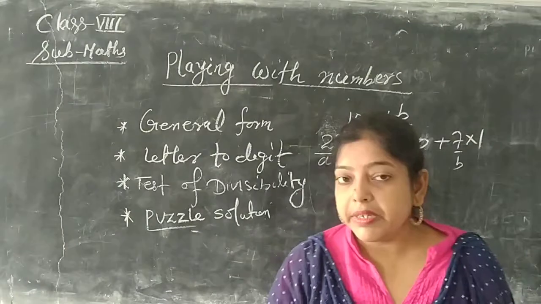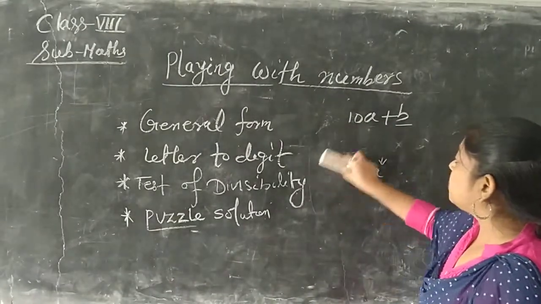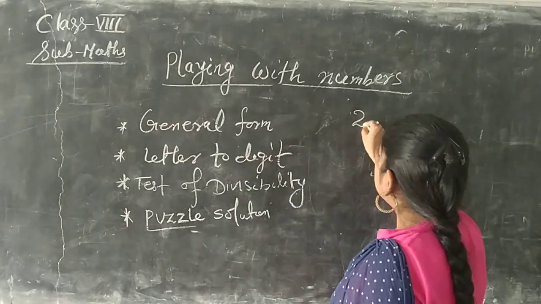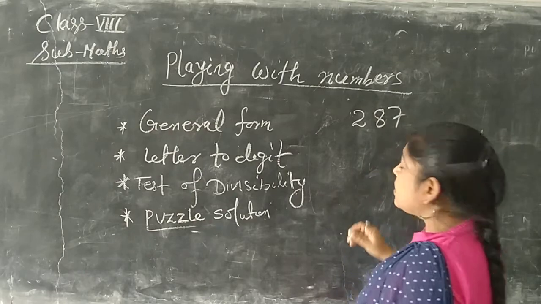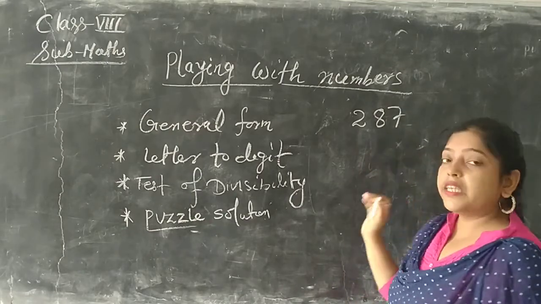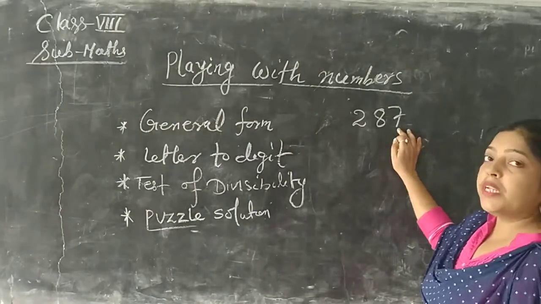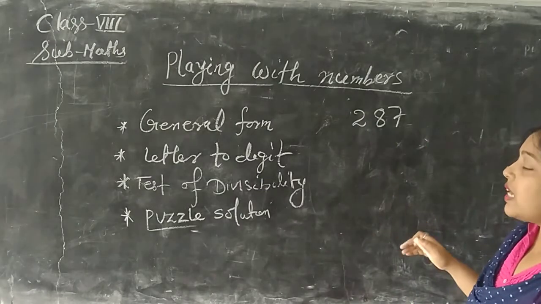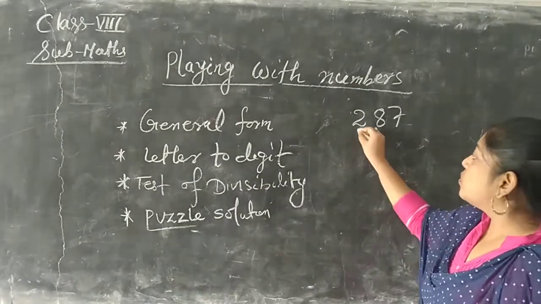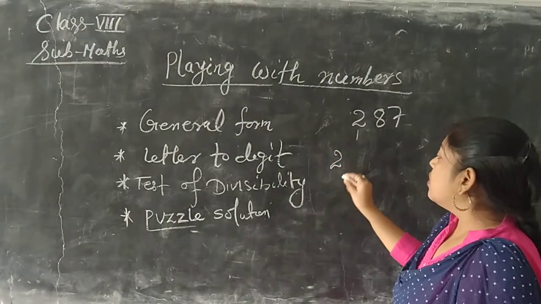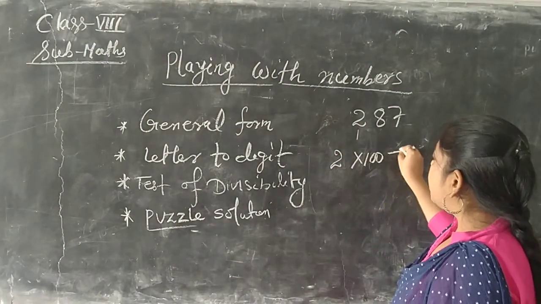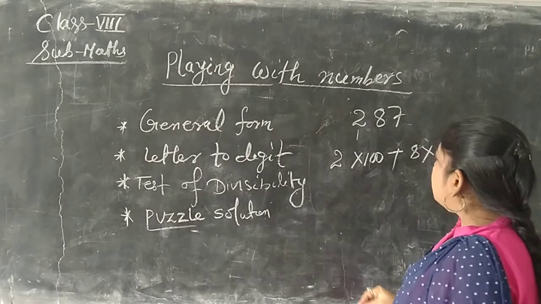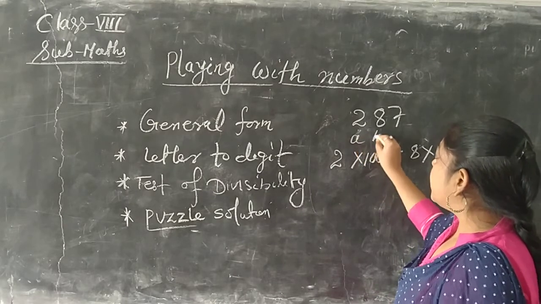Next, let's repeat this for the generalized form of 3 digits. Take the example 287. First we discuss the place value of this number: 7 is in the ones place, 8 in the tens place, 2 in the hundreds place. In the generalized form, it is 2 into 100 plus 8 into 10 plus 7 into 1. So we write the 3-digit number as A, B, C.